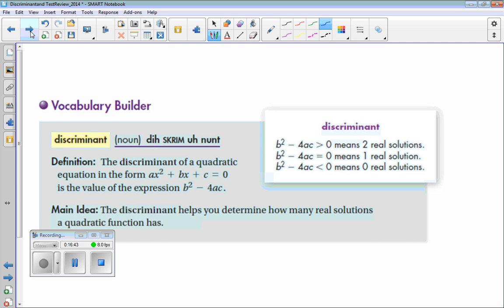Something called the discriminant. I kind of use that word over and over again. But the discriminant is just the part of the quadratic formula that's underneath the square root. It's the b squared minus 4ac. And it will, in and of itself, tell you how many solutions there are. If the discriminant is greater than 0, which means it's a positive number, it has 2 solutions. If the discriminant is 0, it has 1 solution.